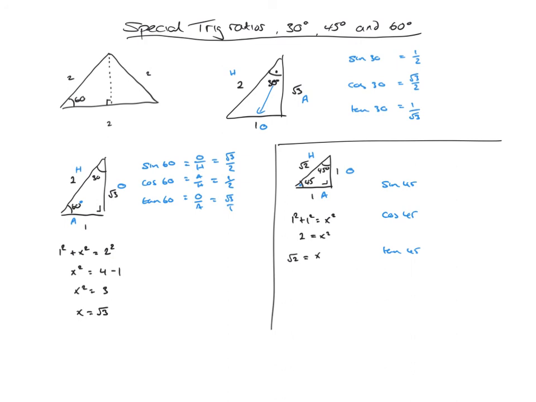Looking at sine 45, it's equal to the opposite over the hypotenuse. The opposite is 1 over the hypotenuse, which is root 2. So we have 1 over root 2. Cosine is the adjacent, which is 1, over the hypotenuse, which is root 2. So it's the same. And tan 45 is equal to the opposite, which is 1, over the adjacent, which is 1. So that's actually 1 over 1, which is equal to 1.